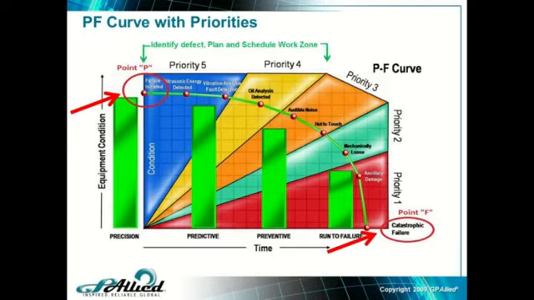So when we look at priorities, this is where priority 4 and 5 is where I want to identify defect or abnormality. I want to find that failure and then plan and schedule the work.